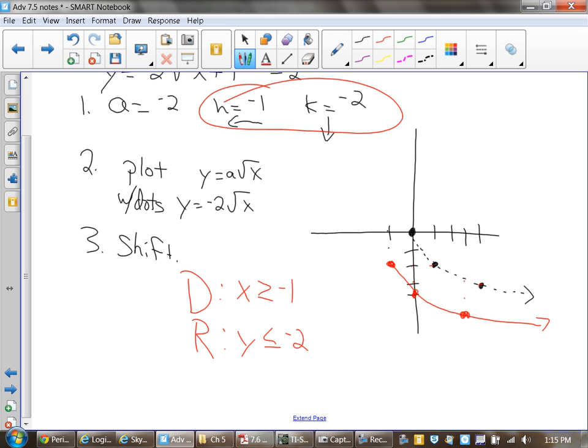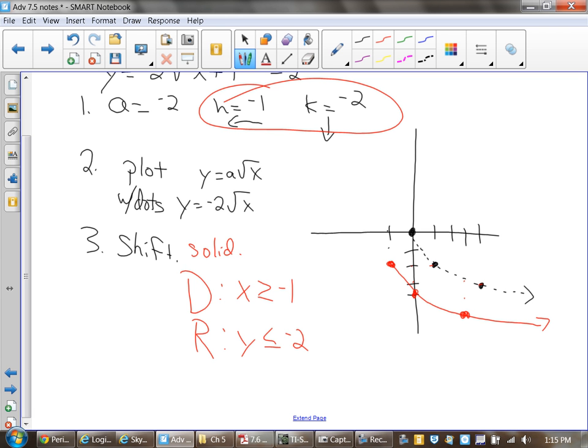So the parent function is the black one and the regular one, so you just take h and k and shift them. When you shift it, you make it solid. So that's not the real function, but that's the real one. Is the domain from the shift of the graph? It's always from the shift, yeah.